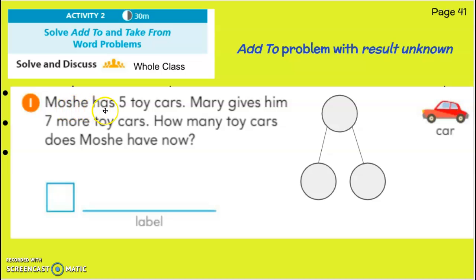Mo has 5 toy cars. Mary gives him 7 more toy cars. How many toy cars does Mo have now? So are we adding or are we taking from? Is something coming into the scene or leaving the scene? Mo has 5 cars. Mary gives him 7 more cars. Something is coming into the scene. He's getting more, so it's an add to problem. And the result is unknown. We don't know how many total cars Mo has now.